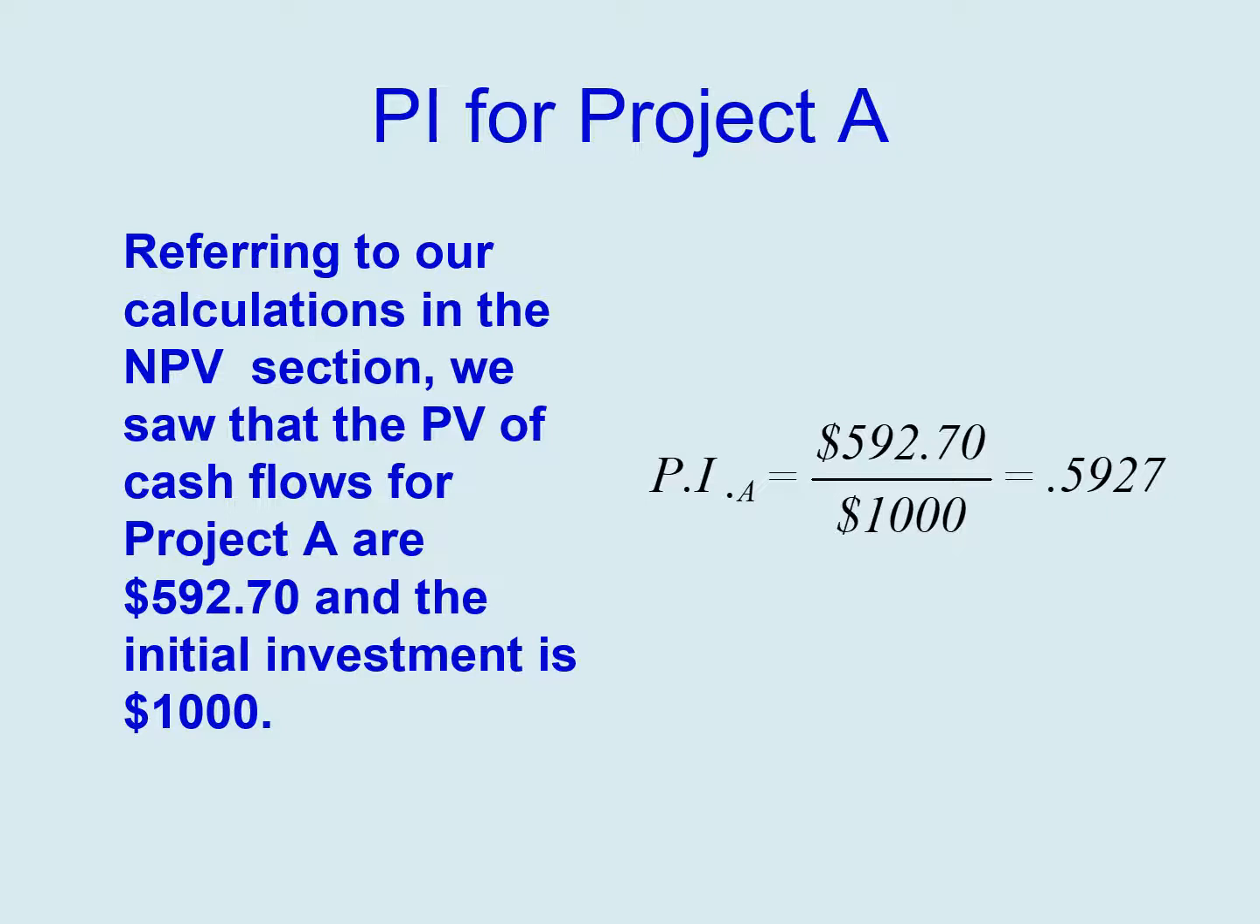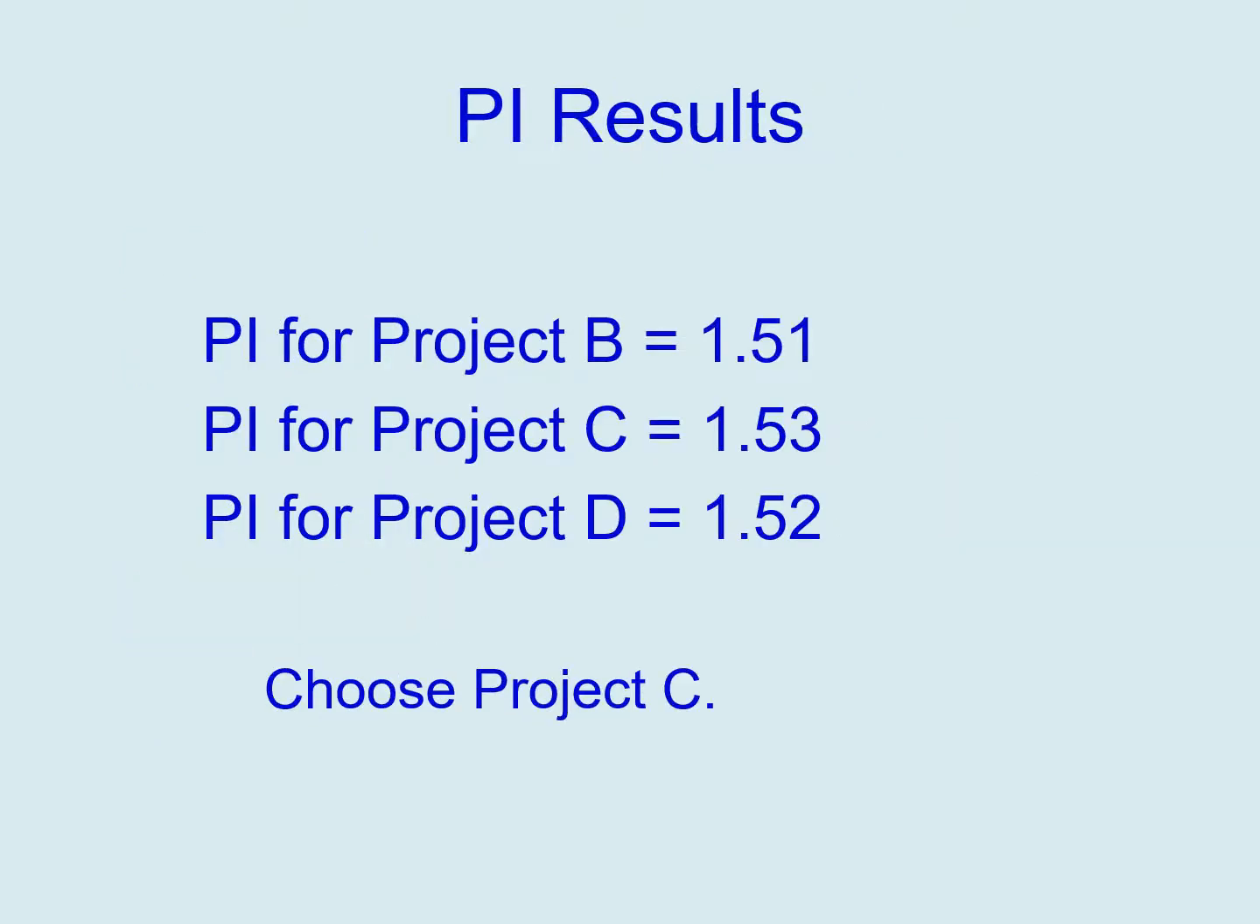Let's look at the profitability index for all the other projects. Okay, for Project B, it's $1.51. So for every dollar invested, we're going to get back $1.51. For Project C, it's $1.53, and for Project D, it's $1.52. So you can see it's really tight.